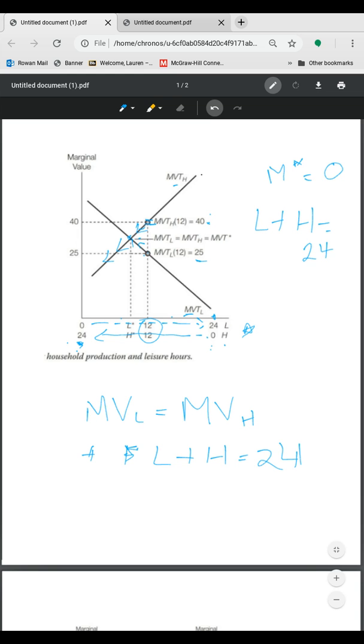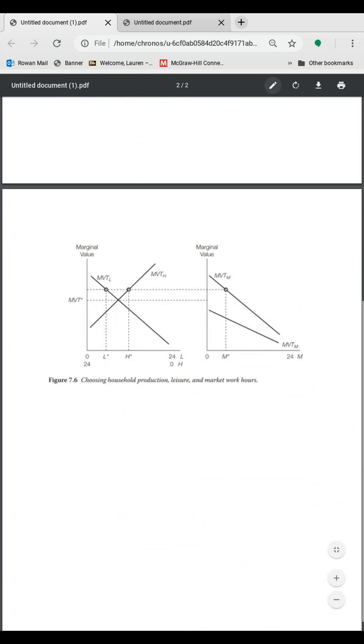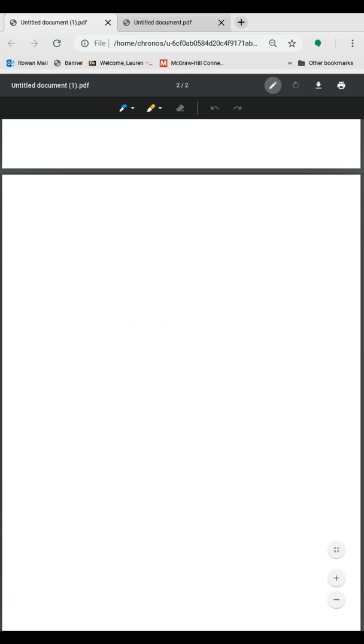All right, so let me move on to the next graph I want to show you, because now we're adding in the labor market option. So I have to wait for my tablet to load.